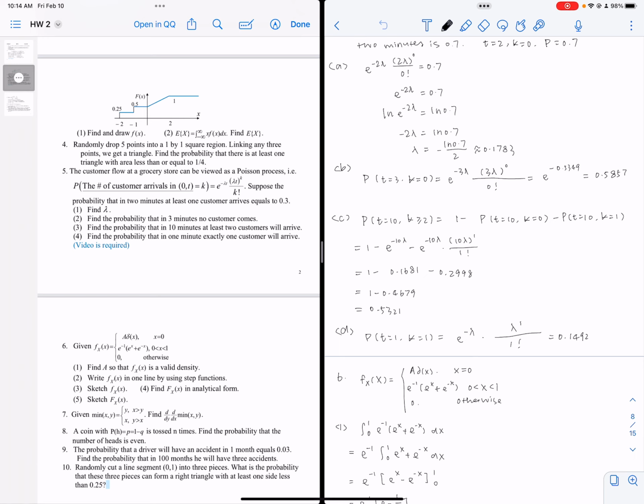And the last question is for us to find the probability that in 1 minute exactly 1 customer will arrive. This is also pretty easy. Pretty much we're saying that t equals 1, 1 minute, and then k equals 1. Right. So eventually we'll have e to the power of minus lambda times lambda, and eventually we'll have a 0.1492 probability that 1 customer will come in 1 minute.